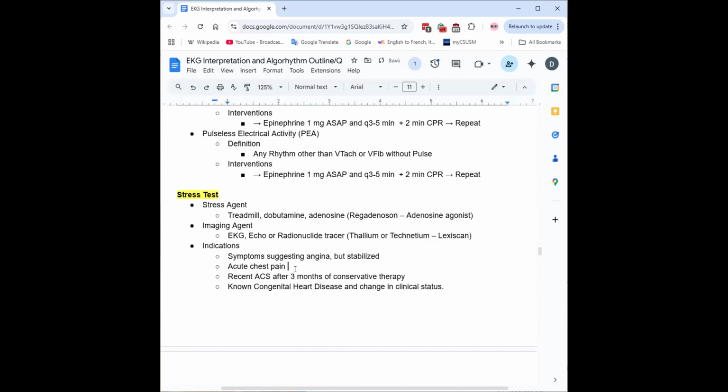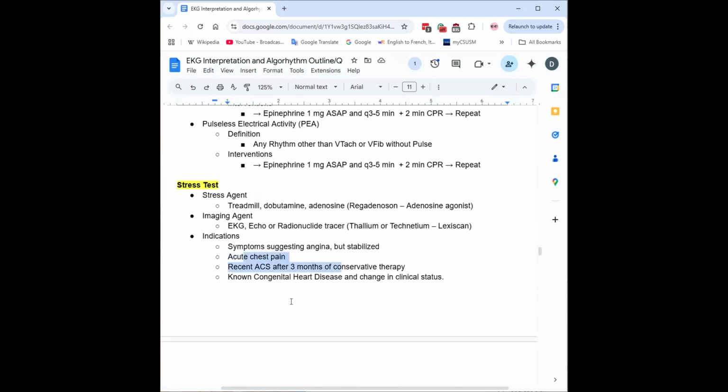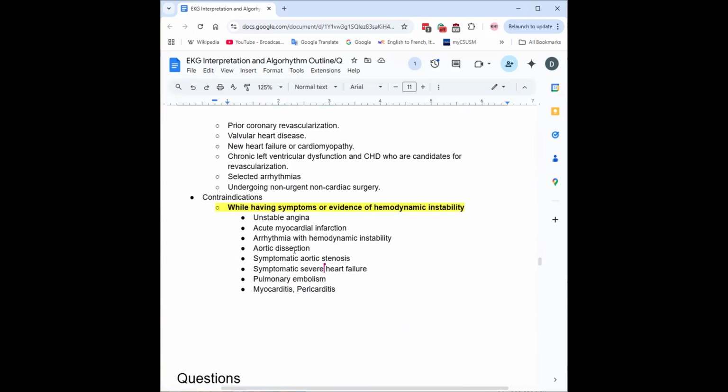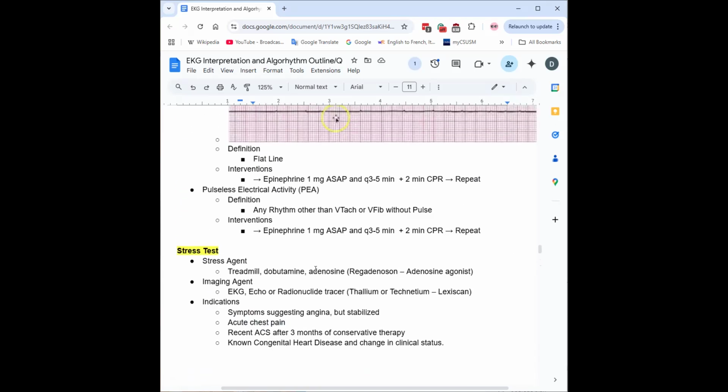I guess recent acute chest pain. This one's kind of weird because this is from the notes, I believe. But for the most part, I would say as long as they look like they're hemodynamically stable, they can have a stress test. You don't have to worry much about the stress agent or the imaging agent, but here it is just for your own information.